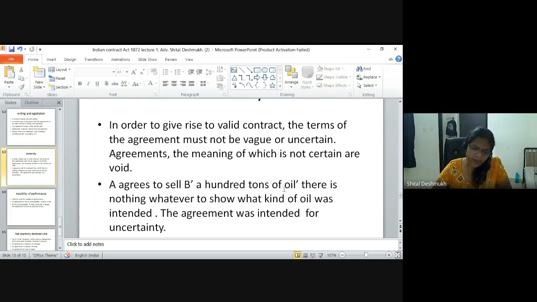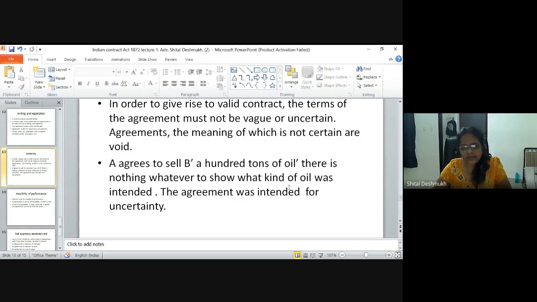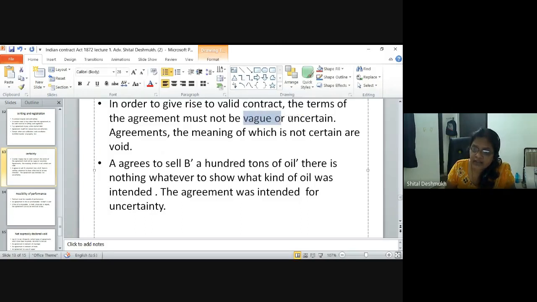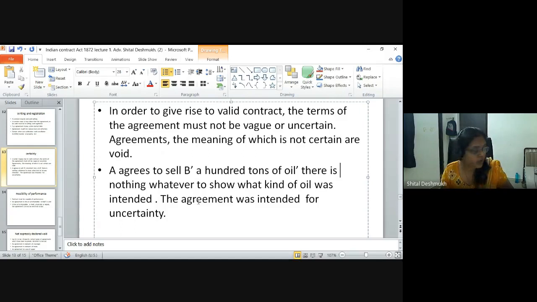For example, A agrees to sell B 100 tons of oil, but there is nothing whatever to show what kind of oil it is. There is a contract between A and B for the sale of 100 tons of oil, but nothing shows what kind of oil that is. That is not clear and not certain. So there is confusion, vagueness and uncertainty, and the agreement is void for uncertainty. So certainty is the most important element of a valid contract.